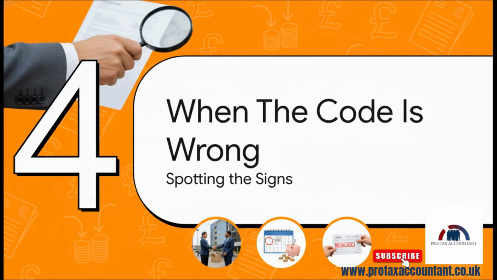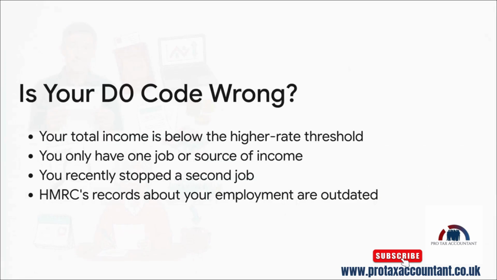While the D code is often correct, sometimes it's just plain wrong. And if it's wrong, it means you are overpaying tax every single month. This catches a lot of people out, especially if your job situation has recently changed. So how do you spot the signs? Well, here's a quick checklist.